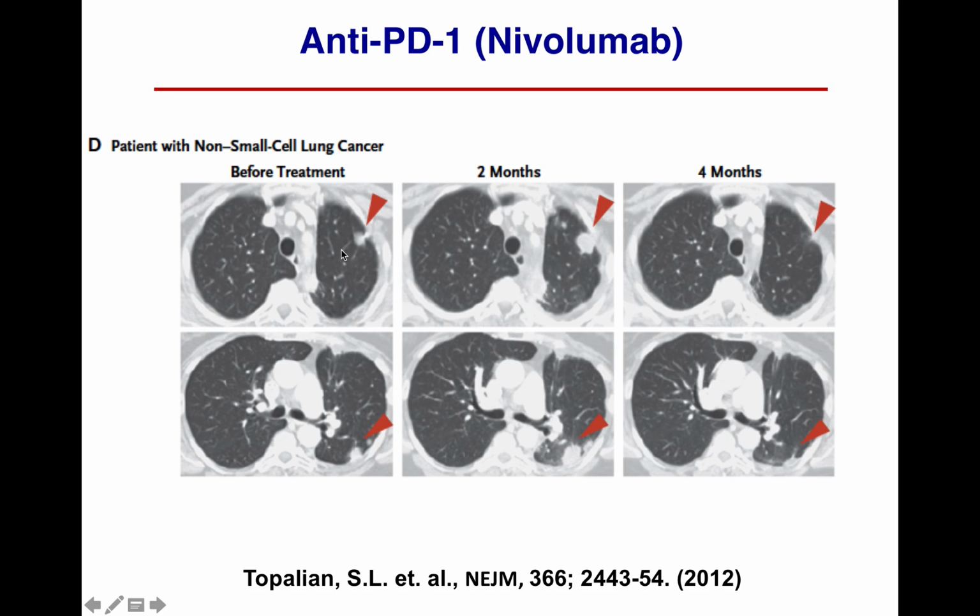useful for this. This is an interesting case because here's before treatment, here's the lesion, the non-small cell lung cancer, and actually at 2 months, it's gotten bigger. Before in 4 months, it's been completely resolved. And you can see that down here too. Here's another lesion down here. It's gotten bigger and then resolves.